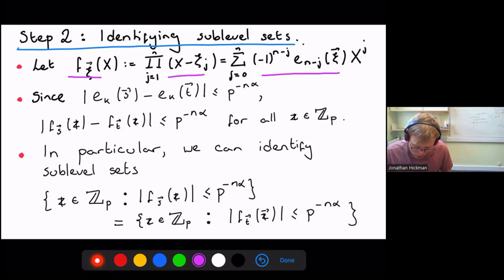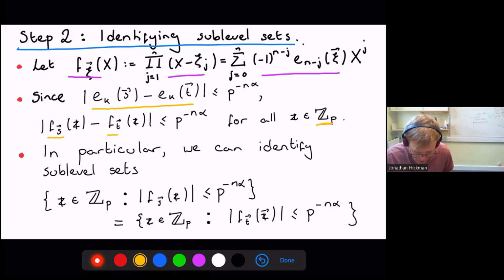Now, let's remember from the previous slide that our approximate solution is an approximate solution to this system of differences of elementary symmetric polynomials. And as a consequence, if we look at the polynomial with roots given by the s and the polynomial with roots given by the t, then these polynomials have coefficients which are very close to one another. Okay? So since the coefficients of these two polynomials are very close, at least if we evaluate these polynomials over the unit ball, and we can think of the p-adics as being the unit ball, then the values of these polynomials must be close.